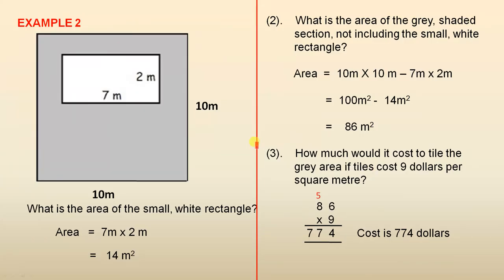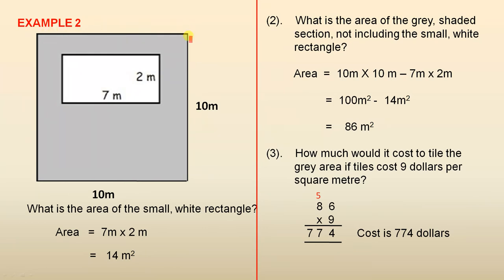Example 2. What is the area of the small white rectangle? Well, that's very straightforward because we've seen in earlier videos the area of a rectangle is the length times the width. So the area is 7 metres by 2 metres, which is 14 square metres. What is the area of the grey shaded section not including the small white rectangle?